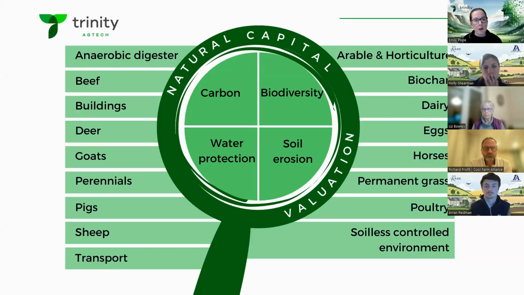It doesn't just look at these enterprises through a carbon lens, but it also allows you as a farmer to look at it through the lens of biodiversity, water protection and soil erosion alongside that carbon lens. Because as we all know, many of the mitigation practices that you might apply on your farm will impact not only on carbon, but will have an impact on improving your biodiversity score, for example, and enhancing your water protection score as well.